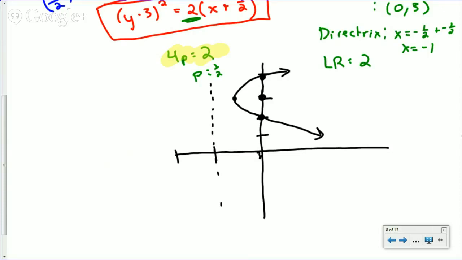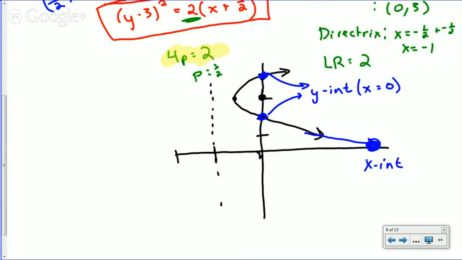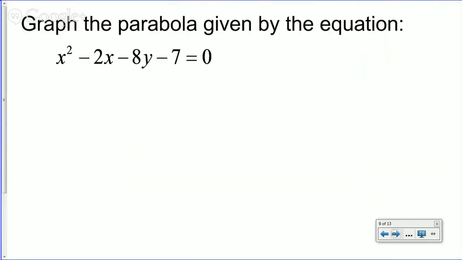Okay. Now some other things that the book or maybe a test might ask you for is this point and this point, which those 2 points I hope you know are the y-intercepts. And that is when x is 0. And then there'll be a point, if this extends out here, that is the x-intercept. And that is when y equals 0. Okay, so make sure you know how to find those points along with the others.